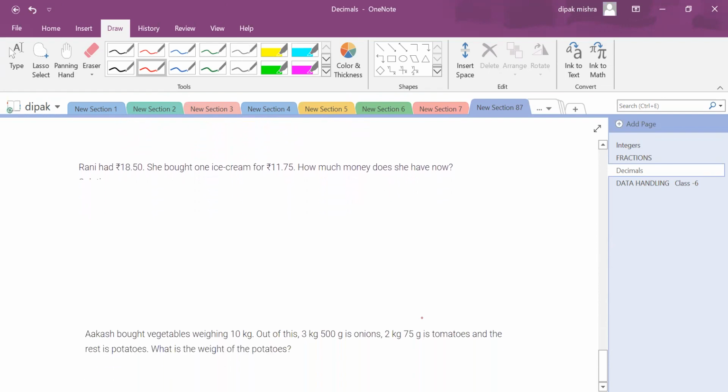Rani had 18.5 rupees. She bought 1 ice cream for 11.75. How much money does she have now? So 18.50 minus 11.75. The rules of subtraction are the same. 0 minus 5, 1 carries over, so 10 minus 5 is 5. 14 minus 7 is 7. 7 minus 1 is 6, and 1 minus 1 is 0. So it will be 6.75. So rupees 6.75 is left with her.